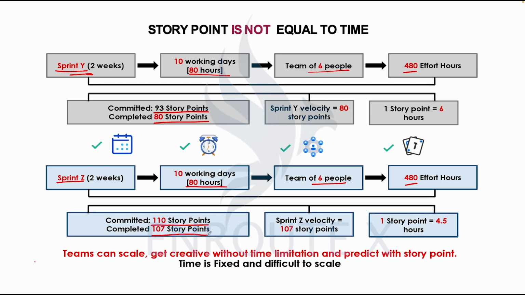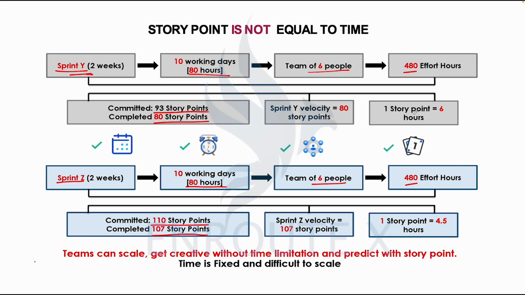Story point is a relative estimation, looking at what we've done previously, which is closer to it. That's what story point focuses on. So in sprint Y, the team completed 80 points. In sprint Z, the team completed 107 story points.